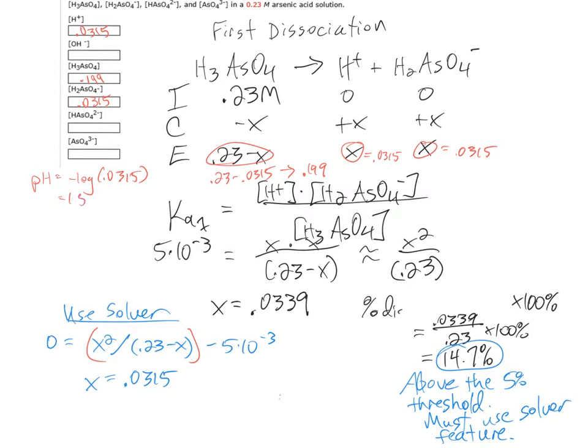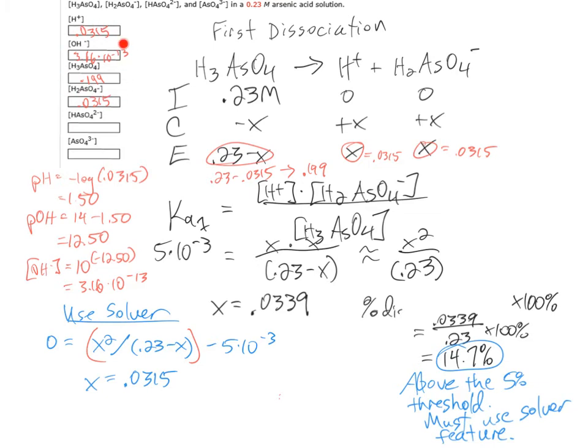That works out to be 1.5. pOH we can find by subtracting from 14. And the hydroxide concentration we can find by taking the number 10 raised to the negative pOH power. And we're going to get a pretty small number here. That's not surprising, as we got a pretty darn acidic solution. So the hydroxide concentration, 3.16 times 10 to the negative 13th.